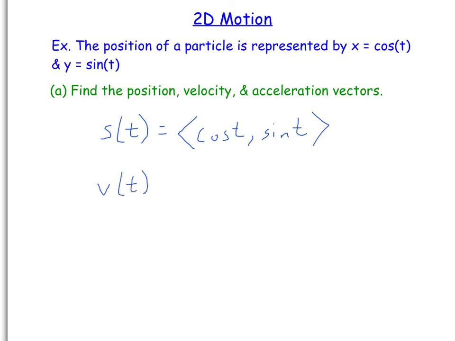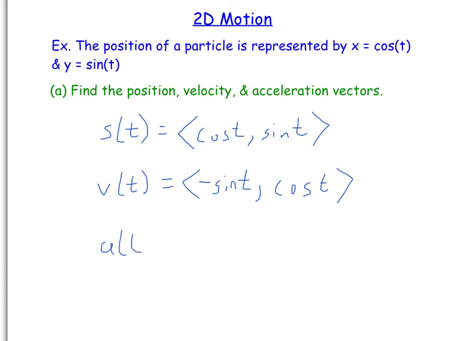Next, for the velocity vector, I said the velocity vector is equal to dx/dt, comma, dy/dt. So dx/dt is really just the derivative of the x component of position, and the derivative of cosine t is negative sine of t. And the y component of velocity is dy/dt, which is really just the derivative of the y component of position, and the derivative of sine of t is cosine of t.